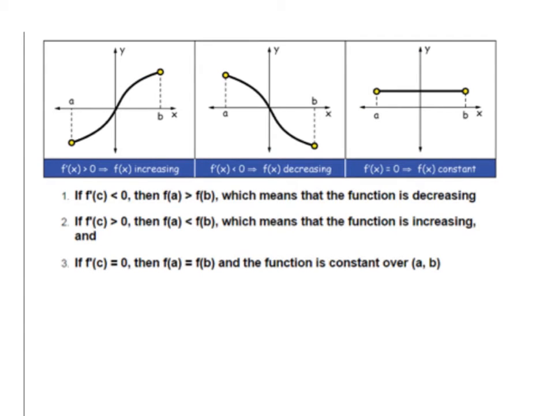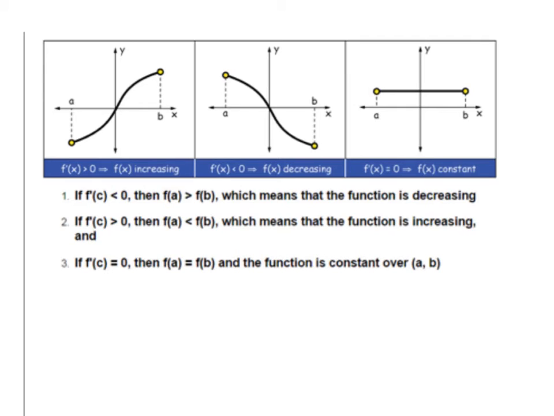So this diagram, I just wanted to remind you what it looks like in notation and also in the graph when a function is increasing or decreasing. One of the huge things that we have to know about this unit is we have to be able to read the notation and understand what it means when it says if f prime of c is less than 0. Well, if f prime of c, the derivative, is negative, then f of a is greater than f of b, which means that the function is decreasing.